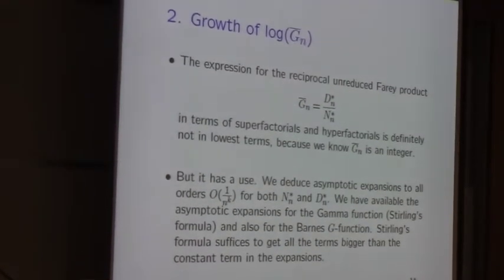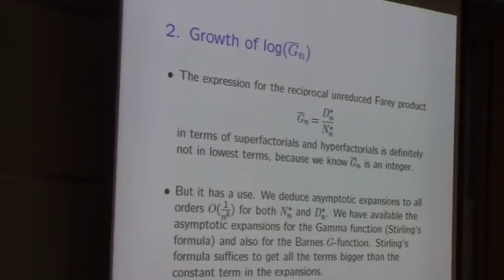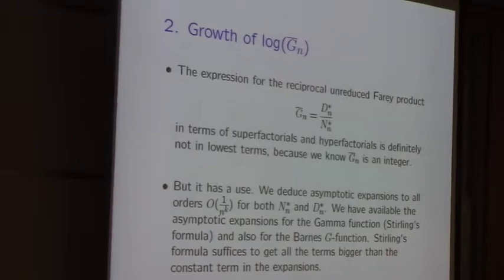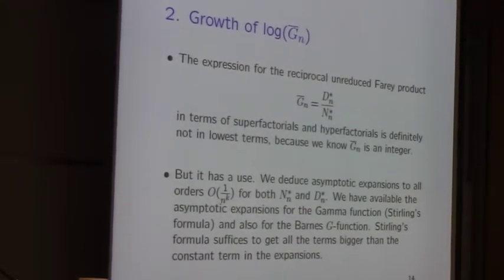As I said, the expression for the reciprocal of the unreduced Farey product. So I'm now flipping the thing over so you get it to be an integer. Okay? That's why I flipped the Farey fractions over also, because the unreduced Farey fractions are very nice when you flip them over. You just get the binomial coefficients. And we know that when we flip over this ratio of superfactorial and hyperfactorial, we actually get an integer, which means the expression that way is definitely not in lowest terms.